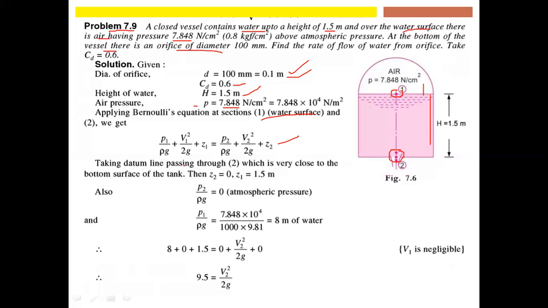Therefore, the datum passes through 2, which is very close to the bottom surface of the tank, right? Bottom surface of the tank. Therefore, Z2 is equal to 0, Z1 is equal to 1.5 meter. Now, P2 by rho g is equal to 0. Why? Because it is at atmospheric pressure, so at 2 it is 0. Then at 1 it is 7.848 into 10 to the power of 4 divided by 1000, rho means 1000, g means 9.81, that is equal to 8 meters of water. Now 8 plus 0 plus 1.5 is equal to 0 plus v square by 2g plus 0. We are getting the value 9.5 is equal to v square by 2g.